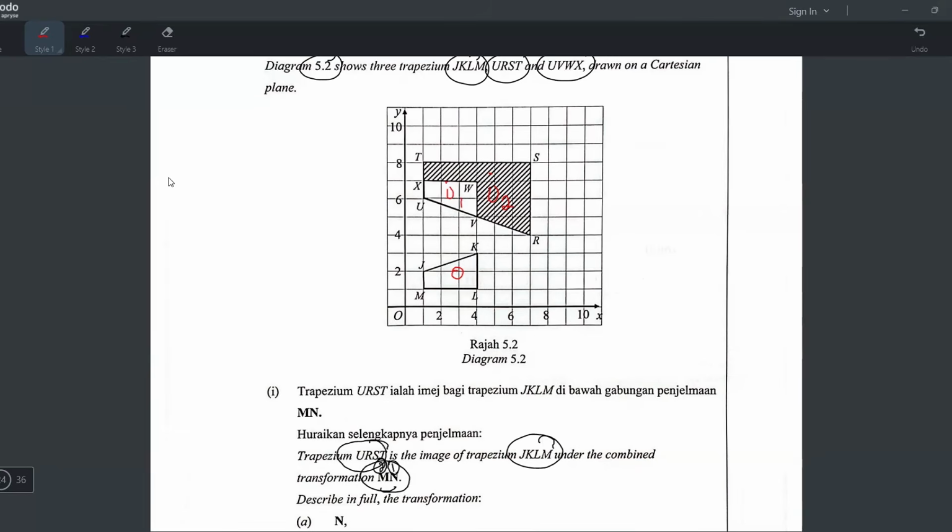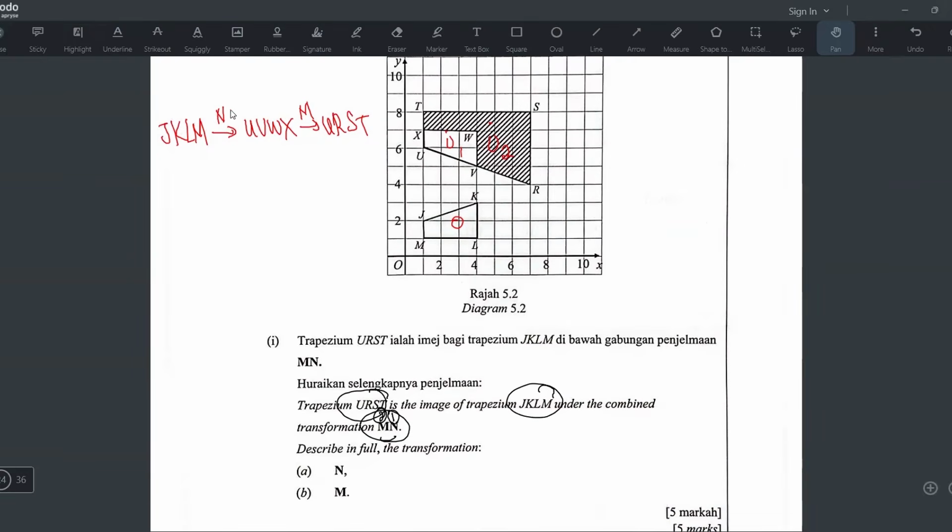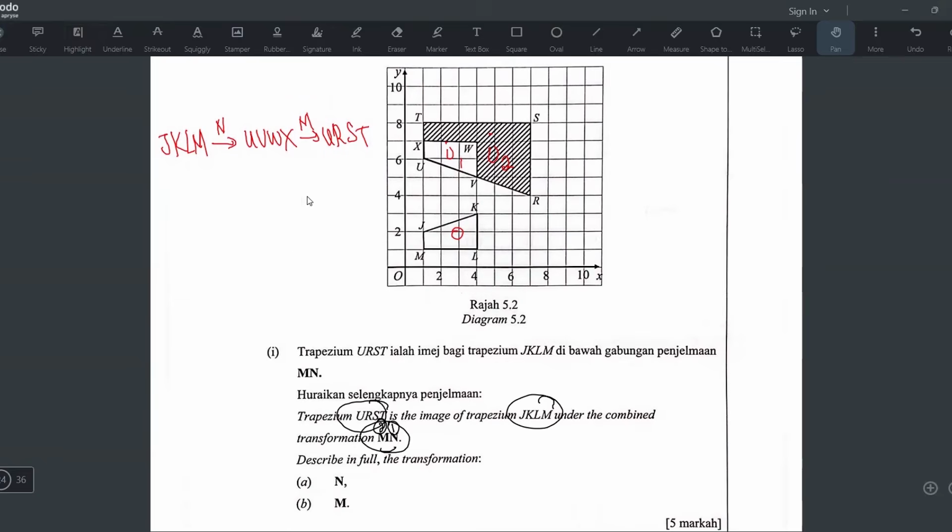So if you write it in the arrow, it will look like this. JKLM, start from here, go to UVWX, which is the first image, and then go to URST. Yeah, this is how it looks like. And then the transformation is N followed by M. If this one you terbalik also, it will affect your marks one. Imagine if you write the MN correctly, but then you terbalik tulis. Maybe the N you go and for N you describe for M, and then for M you describe for N. Itu pun song markah juga.